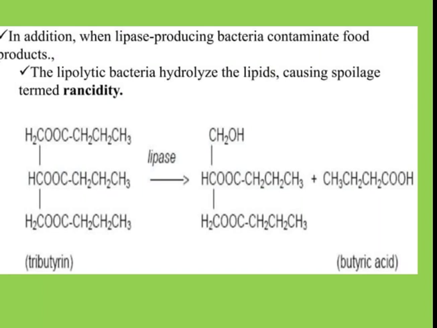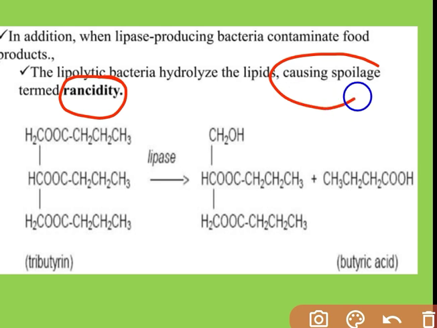When lipase producing bacteria contaminate food, they act on the lipid present in the food, and this lipid gets converted into butyric acid, and this is known as rancidity. It is one kind of food poisoning caused by lipase producing bacteria. The bacteria contaminate the food and cause spoilage, and rancidity is the term for it.